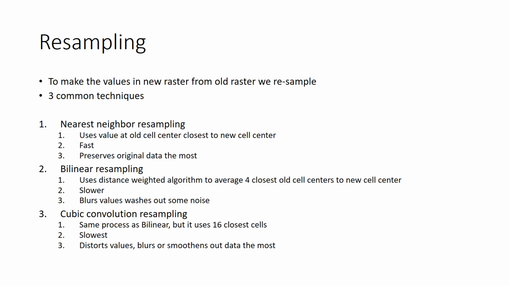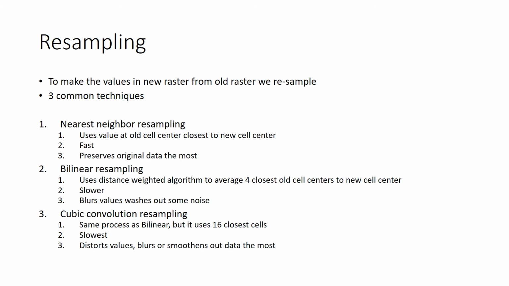Nearest neighbor doesn't change anything. It just looks at the old cell that's closest to the center of the new cell, and it takes that value as is. Poof, done. Bilinear uses a distance-weighted algorithm. The reason I enunciate that way is because I want to make sure you hear me. Distance-weighted algorithm. If you don't say distance-weighted algorithm, the best you can do in explaining bilinear is get half the points. It takes the 4 closest cell centers from the old data and then uses a distance-weighted algorithm to average to get the value for the new one.